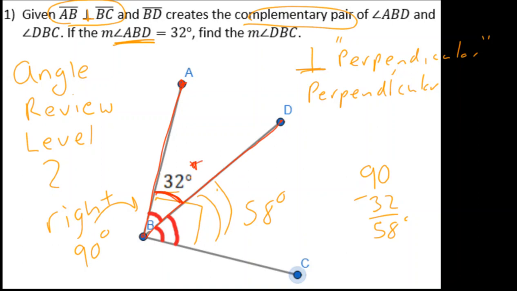Then it says find the measure of DBC. Notice this is D, this is B, and over to C, and that of course gives us that 58 degrees. So it helps identify when and where and what type of angle we are looking for. Now let's go on to our second example. I would encourage you to pause the video and take any notes as needed.